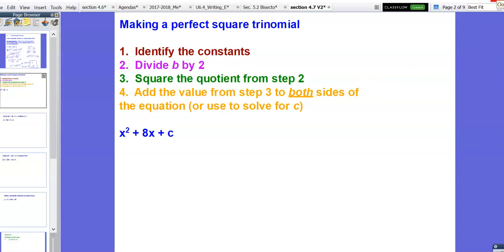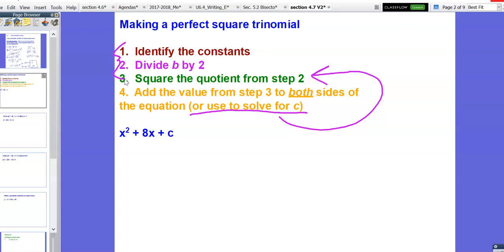Step 1, we want to identify the constants. Step 2, whatever b value we have, we want to divide it by 2. And then step 3, whatever quotient we get in step 2, you want to square it. And that is how we find the value of c. Sometimes we can just stop there, but other times we'll have to solve the equation. So we would add the value from step 3 to both sides of the equation if it were asking us to solve. This first example is just saying find the value of c, so we only need to worry about the first 3 steps.